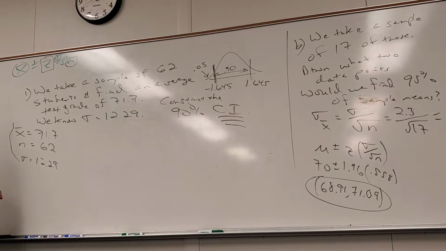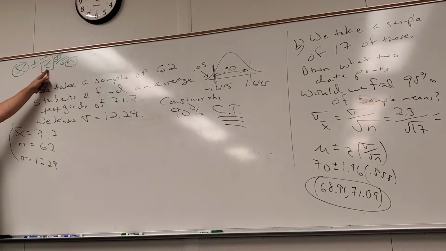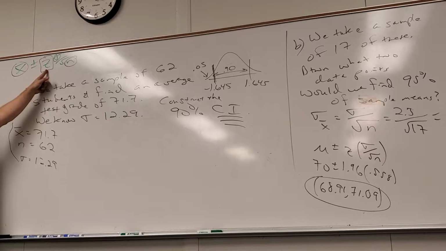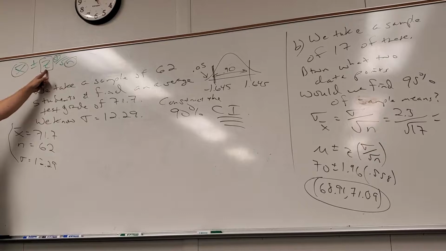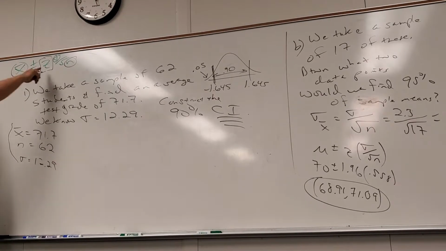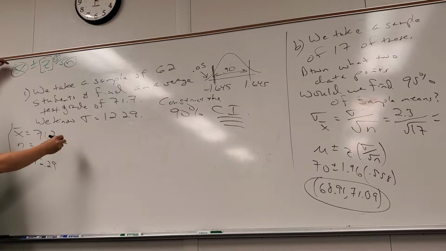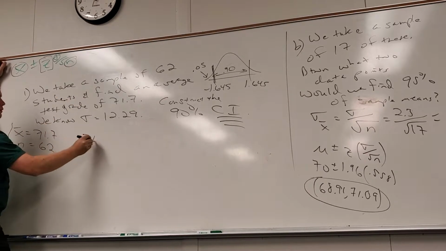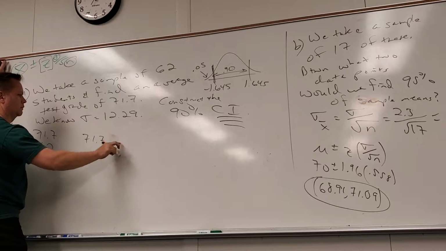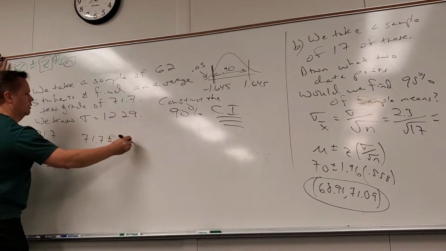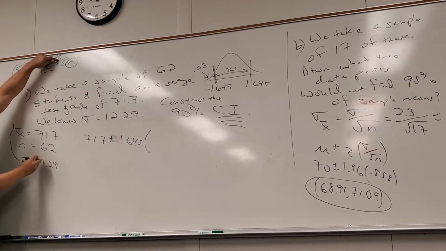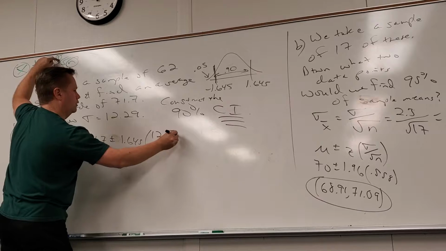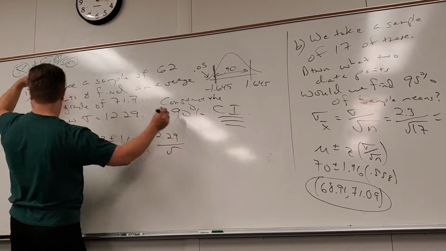So now I just got to plug and chug. What am I going to put in place of z? Good. Why not negative? Because plus and minus is built in. So don't put a negative there and wonder what that does. It's just 1.645. The plus or minus is already built in. So x bar, 71.7, give or take this many standard deviations. So it'll be 12.29 divided by the square root of 62.